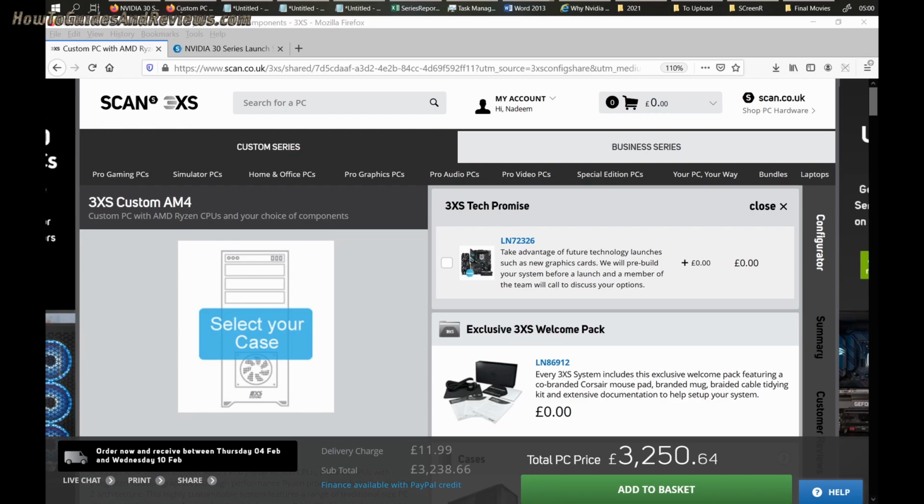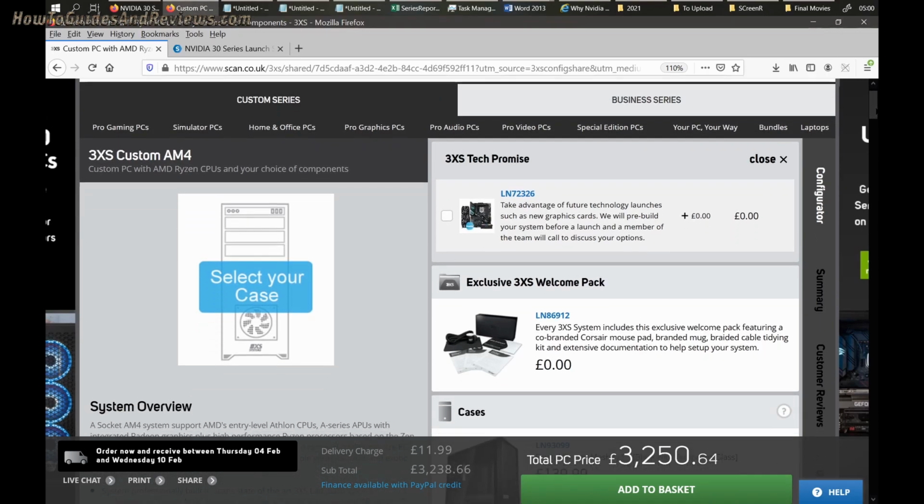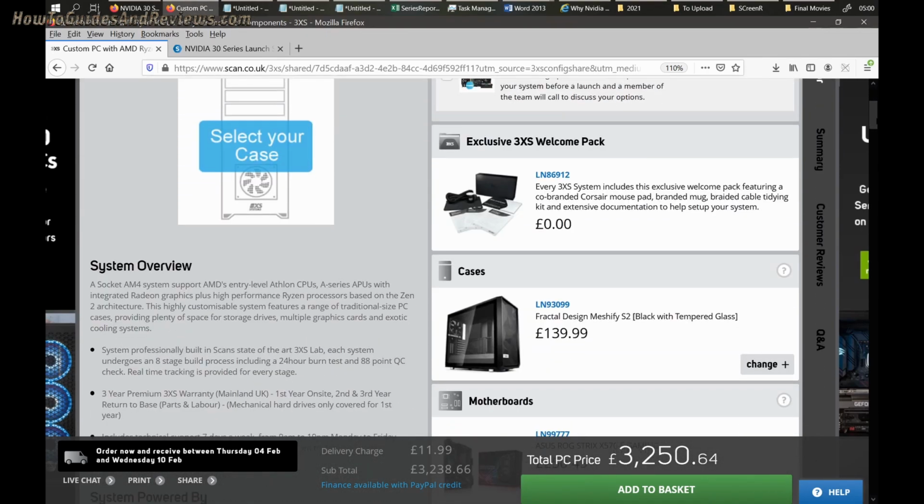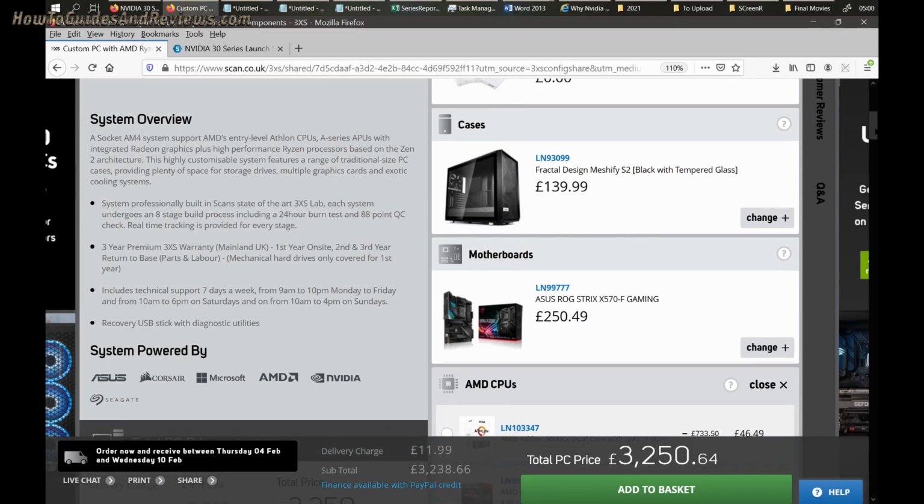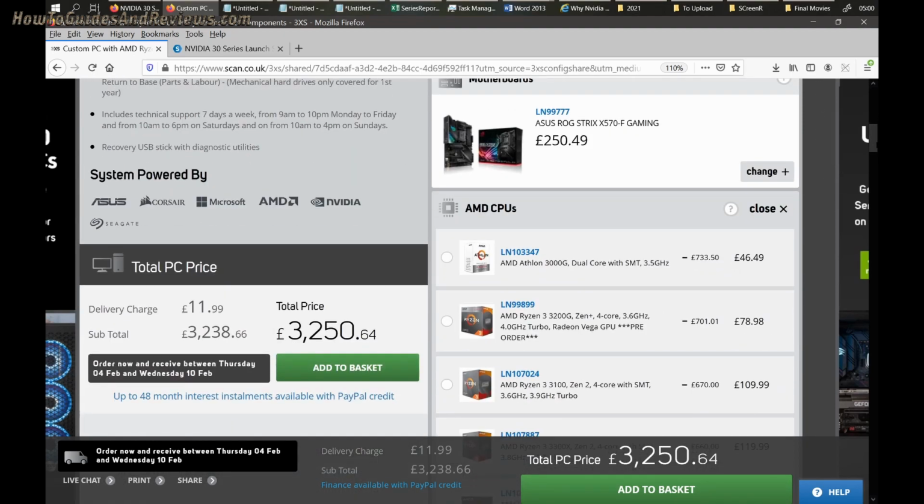First, let's go over the specs of this monster PC to last me a good 5 years. Meshify 2 case, Asus X570 motherboard. Why that? Because you got PCIe 4. That's an upgrade to PCIe 3, obviously.